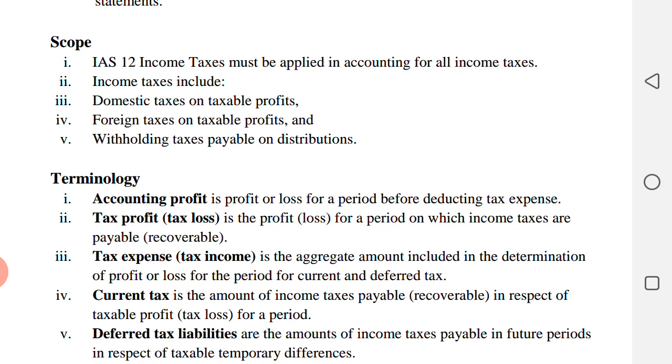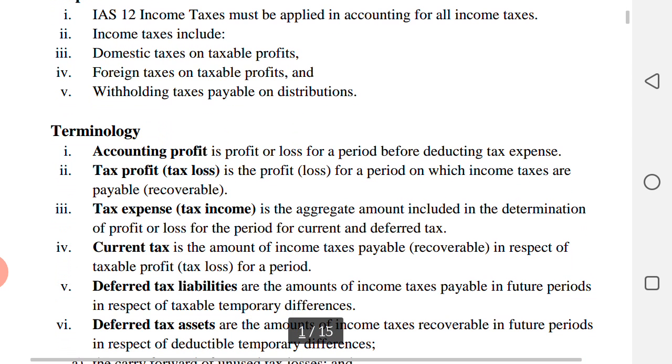Now let's look at the scope of the standard. IAS 12 income tax must be applied in accounting for all income taxes. Income taxes include domestic tax on taxable profit, foreign taxes on taxable profit, and withholding tax payable on distributions.